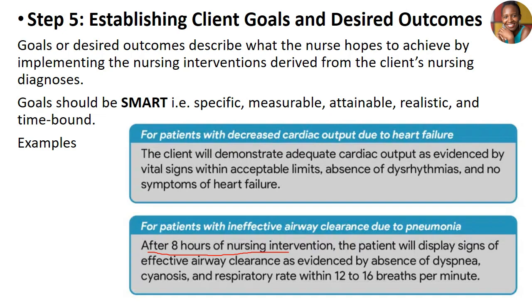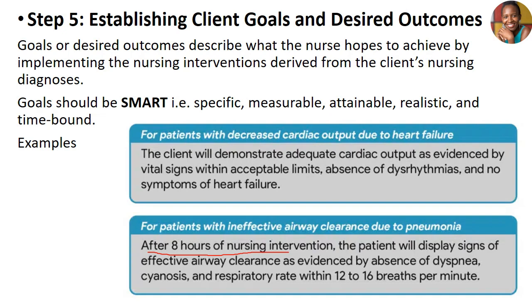The second example is this one of a patient with ineffective airway clearance due to pneumonia diagnosis. So this one now is bringing in more details, and I like this one where she's saying after 8 hours of nursing intervention, the patient will display signs of effective airway clearance as evidenced by what? Absence of dyspnea, cyanosis, and respiratory rate that is within range of 12 to 16 breaths per minute. Perfect.